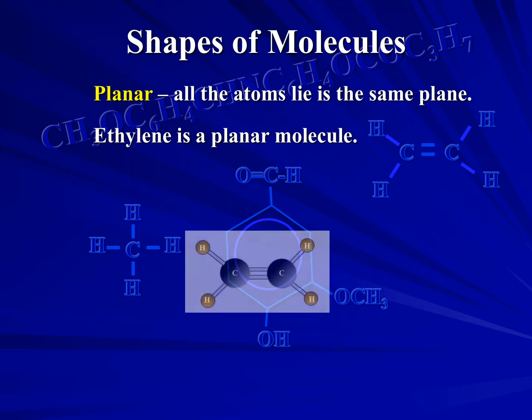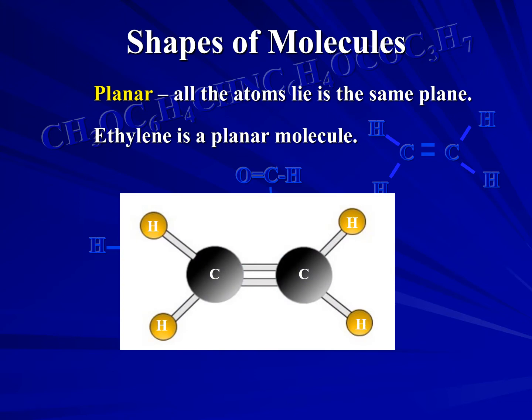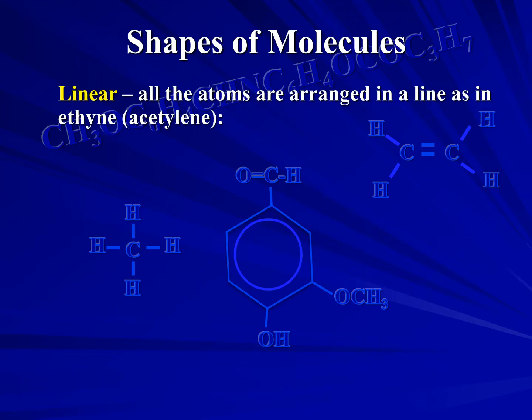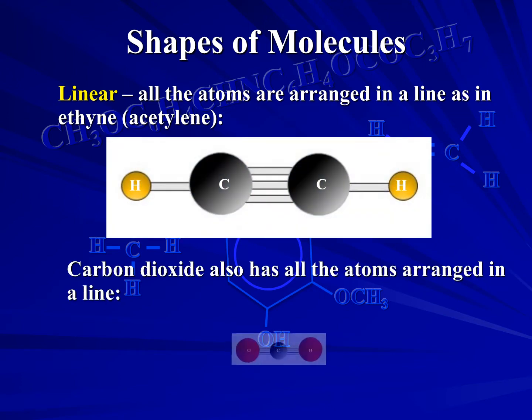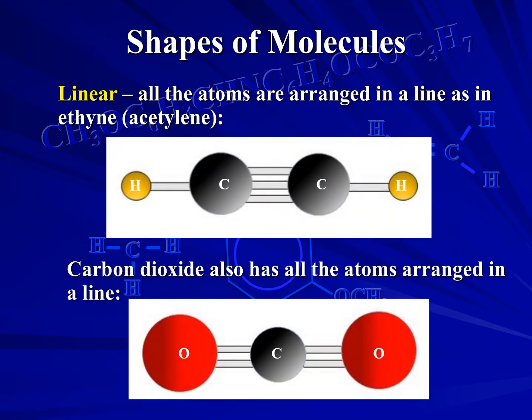In the planar shape, all the atoms lie in the same plane. Ethylene is an example of a planar-shaped molecule. All the atoms are arranged in a straight line in linear-shaped molecules. Ethene, commonly called acetylene, and carbon dioxide are examples of the linear type.